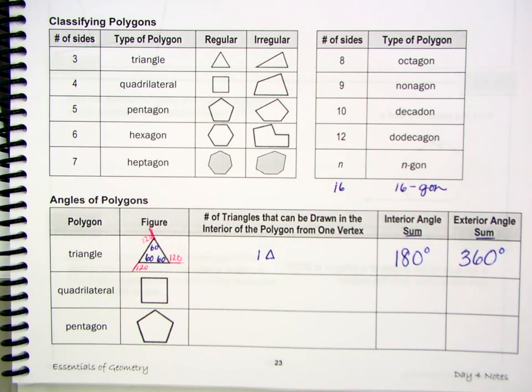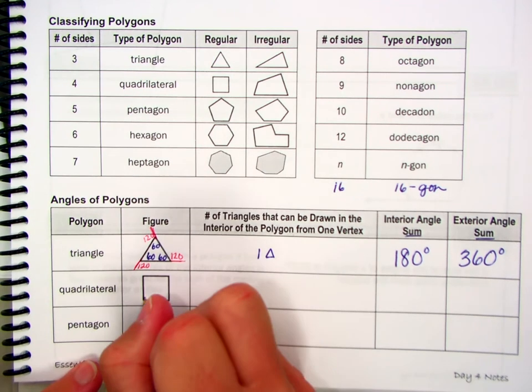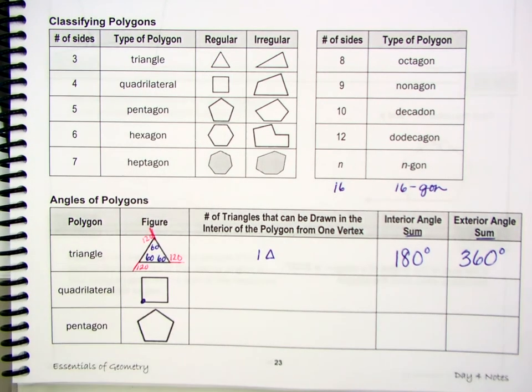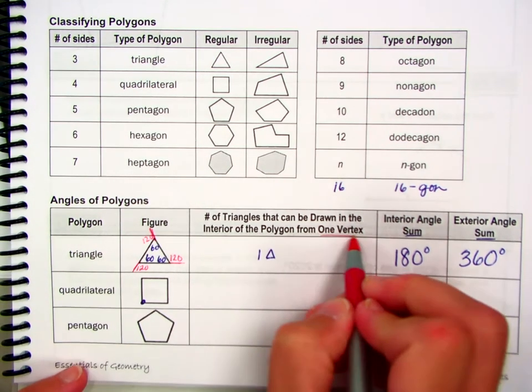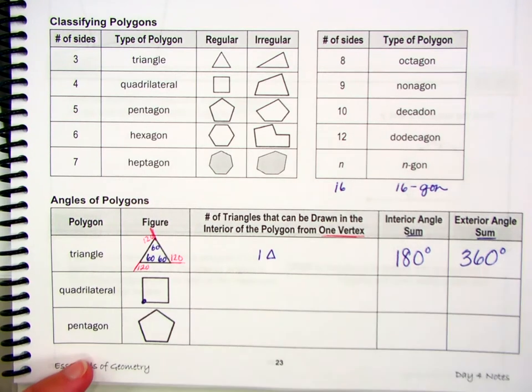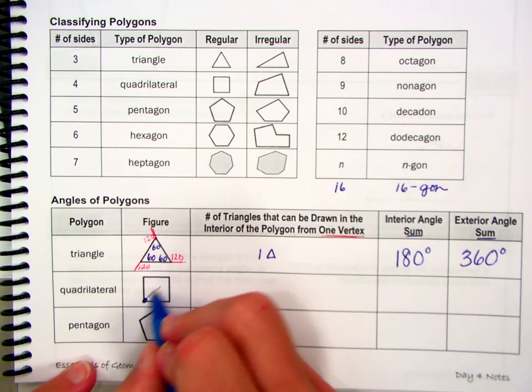Okay? We can't draw any diagonals in a triangle. So if I look at this vertex, right, and we only want to draw diagonals from one vertex, the only diagonal we can draw is this one right here.